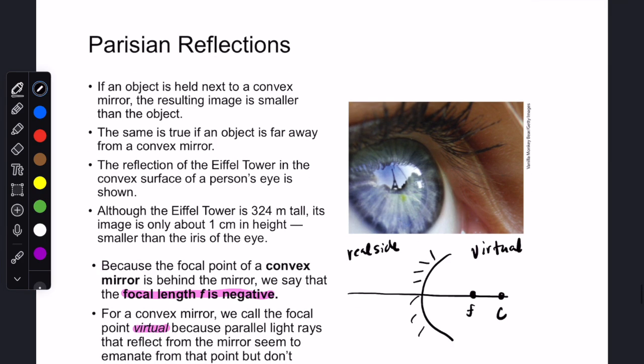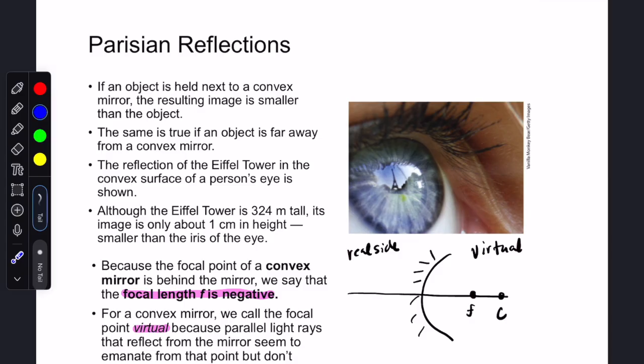So now here's a little diagram of a convex mirror. The reflective side is now facing this way, right? It's bulging out. It's convex. And therefore, the focal length and the center of curvature are over here on the virtual side, aren't they? So the virtual side having the focal length means the focal length is going to be negative for a convex mirror.